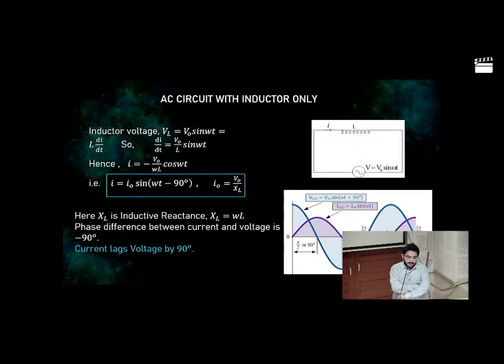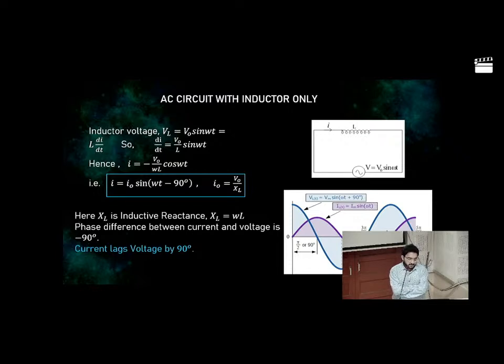Now we have a pure inductor. We know that the voltage across the inductor is given by the formula VL equal to L di/dt. Here VL is V naught sin omega t, which is the applied source voltage. So di/dt equal to V naught by L sin omega t, and if you find the value of I by integrating, you get I equal to I naught sin(omega t minus 90 degree). In this case, what is happening? The current through the inductor is lagging the applied voltage by 90 degree.